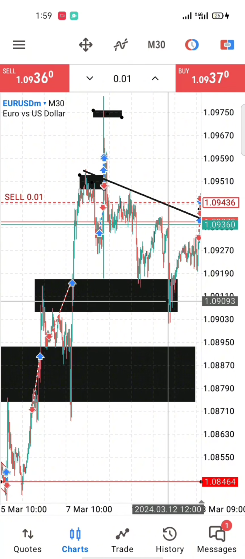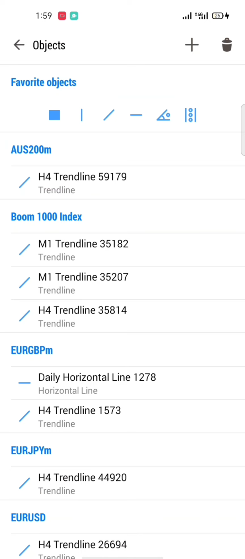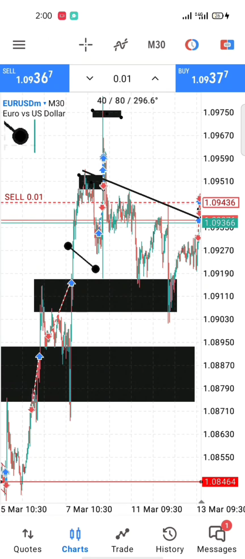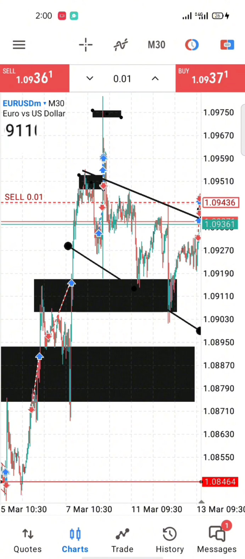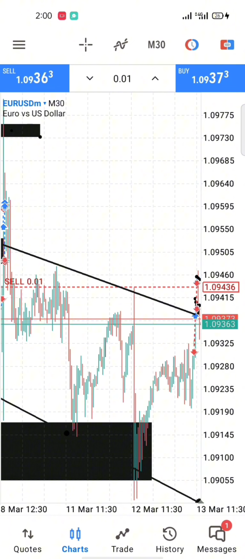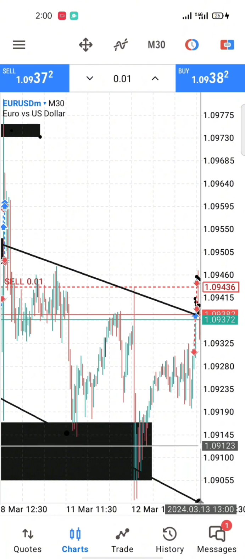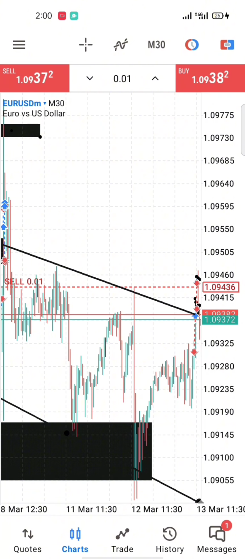So it will move down, and even if it wants to end, it will move down to this very zone. The market will move to this very key zone here before it can start creating a bullish momentum. It will move down from this zone to this very zone before it can start creating a bullish momentum.